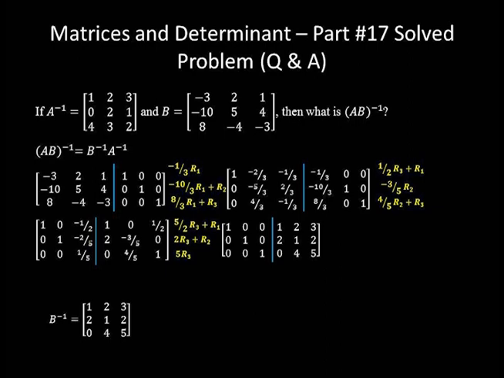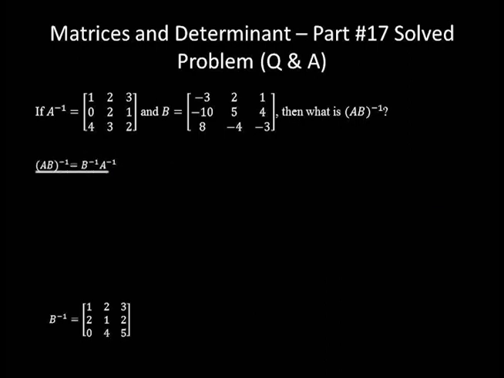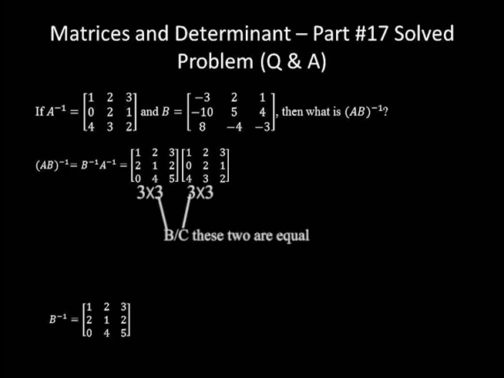Then let's return to the formula and multiply B inverse and A inverse. B inverse times A inverse equal to, B inverse means this 3 by 3 matrix times A inverse means this 3 by 3 matrix. Both of them are 3 by 3 matrices, and hence multiplication is possible, and the result is also a 3 by 3 matrix.